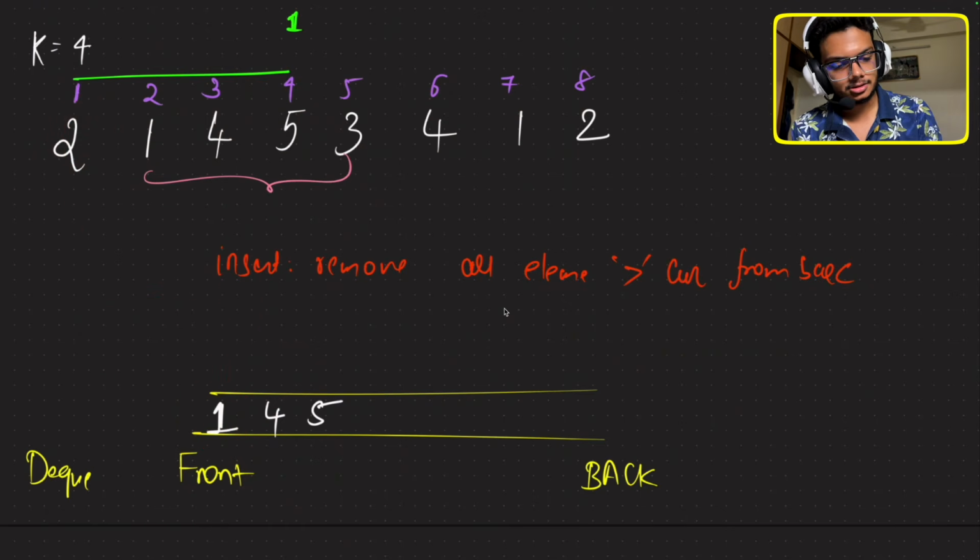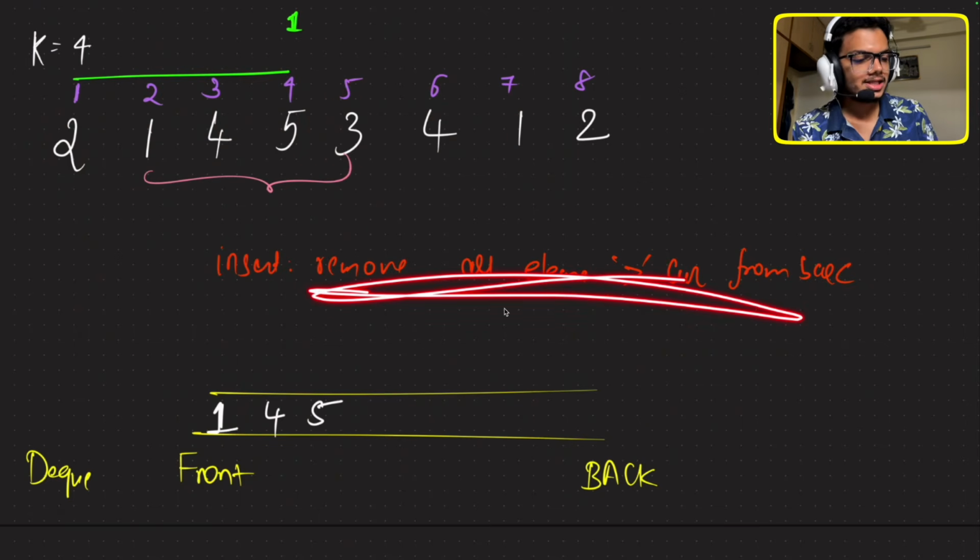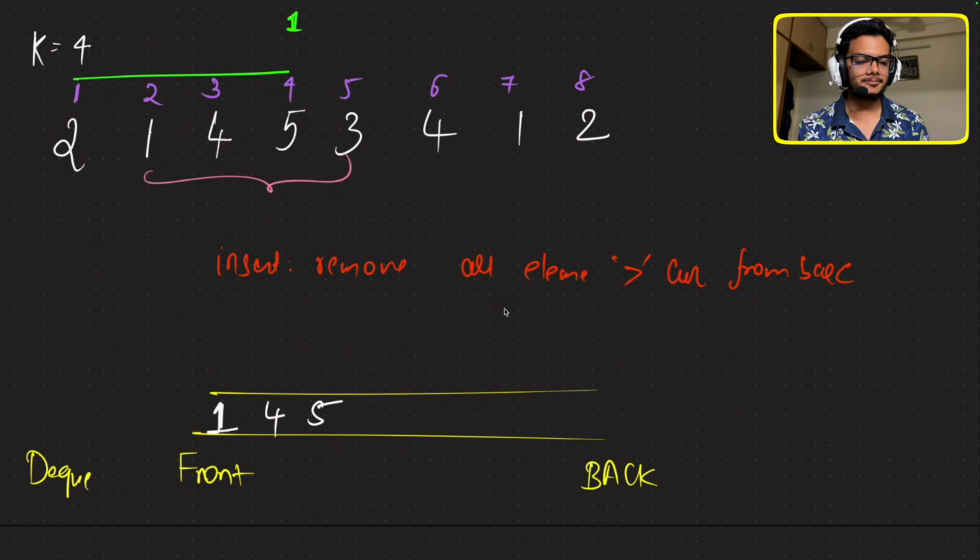Then we'll try to accommodate 3. Now, what do we do when we try to insert? We remove all the elements greater than the current guy from the deque. And why do we do this, guys?